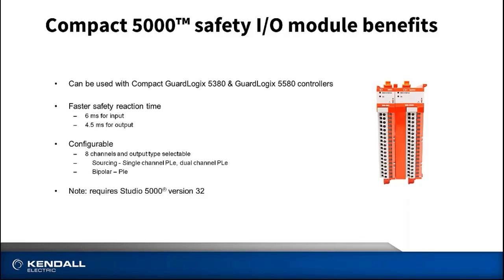For those of you, again, that have used the POINT Guard I/Os, you might recall that for the outputs, there were 2 different output modules. One was a sourcing output module, the other was a bipolar output module. And in the case of the bipolar output module, it was only 2 channels. So on this module, again, we have the ability to set it up for sourcing and bipolar. The other note there at the bottom of this slide, it's important to note that it would require version 32 of the Studio 5000 software, and likewise version 32 of the firmware running on the PLC.